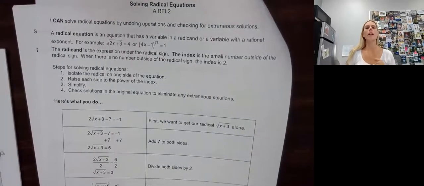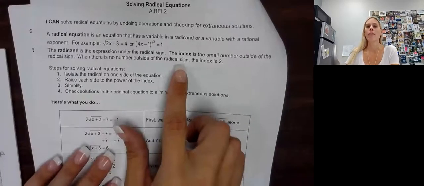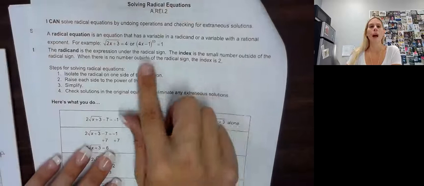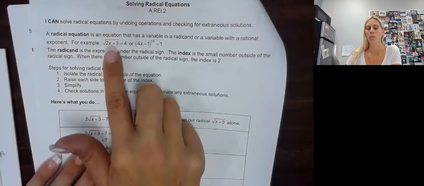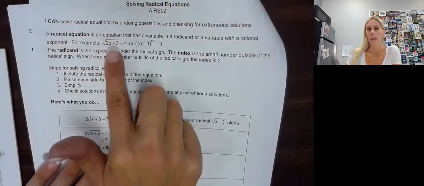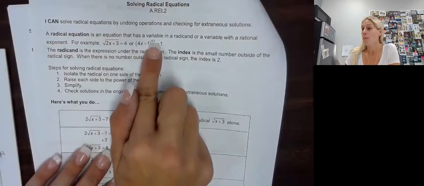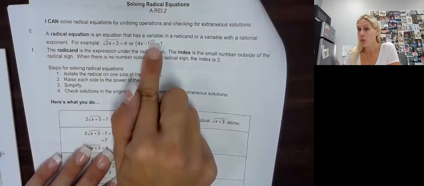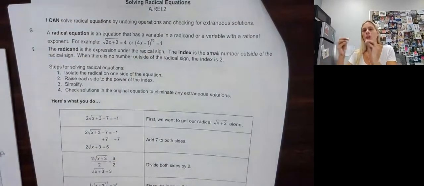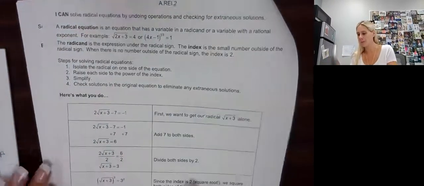So a radical equation is an equation that has a variable in the radicand and a variable with a rational exponent. So for example, we have the square root of 2x plus 3 equals 4, or 4x minus 1 to the 1/3. Now remember, 1/3 is the cube root, right? So there are some things to think about as we're solving.